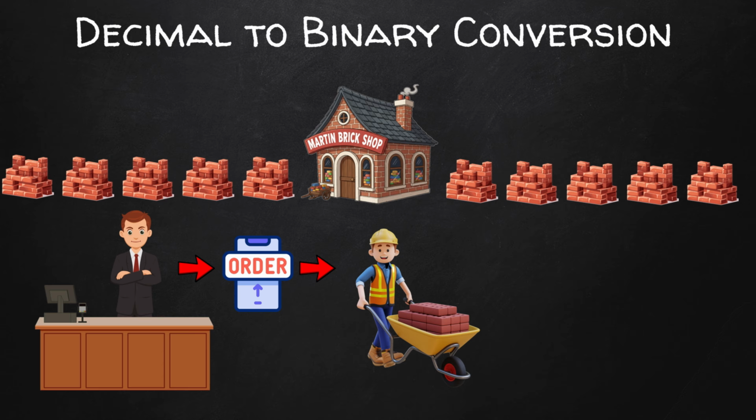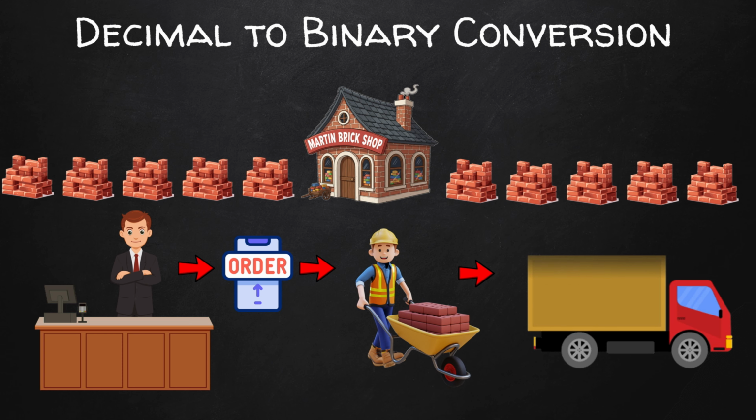So whenever Martin processes an order, he transfers that order to Bob. Then Bob goes to the Brickyard and collects the number of bricks as per the order, then uses his trolley to deliver them to the truck. Once it is loaded into the truck, the truck goes to the customer's premises. So this is the process happening in the Martin Brick Shop. There are only two employees: one is the owner cum receptionist, Martin himself, and his assistant Bob.